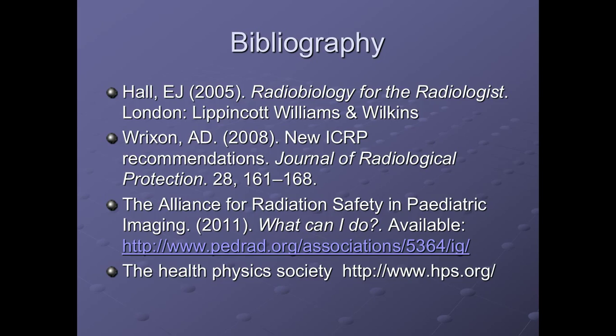These are the resources I used throughout this lecture, so looking at radiobiology for the radiologist. The Rickson paper from 2008 is a summary of the ICRP recommendations, and that's quite a useful article to read if you're interested in biological effects of radiation and how the ICRP developed their weighting factors. The Alliance for Radiation Safety in Pediatric Imaging is a new American website where they're trying to improve paediatric radiation safety, and the Health Physics Society, the HPS, is a good website for resources.